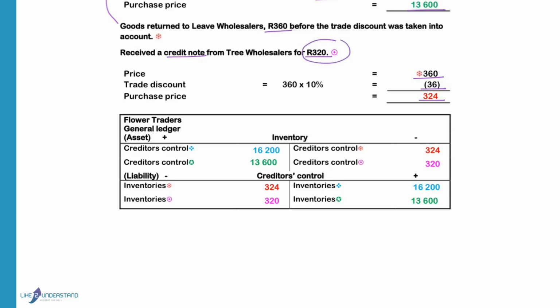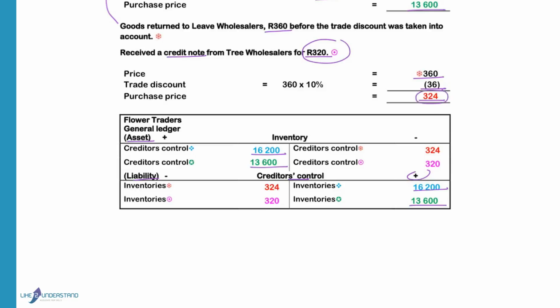First of all, we will indicate that inventory asset increased with 16,200. Creditors liability increased with 16,200. The second entry, the inventory increased with 13,600, and the money owed to the creditors increased with 13,600.